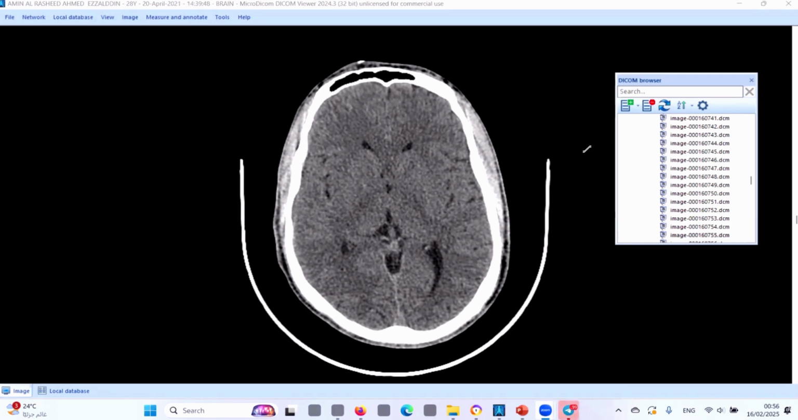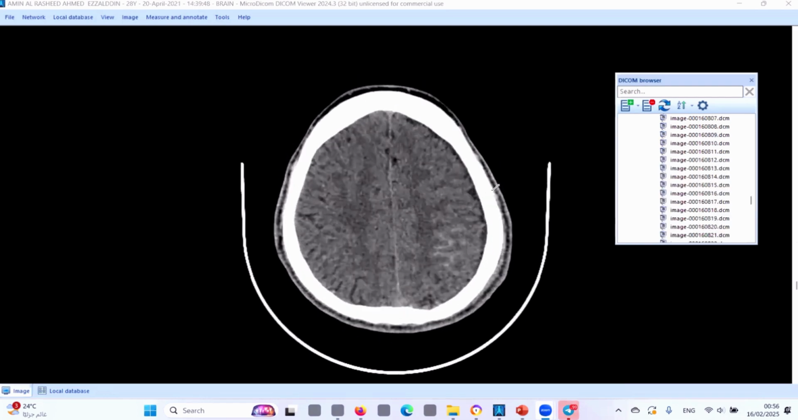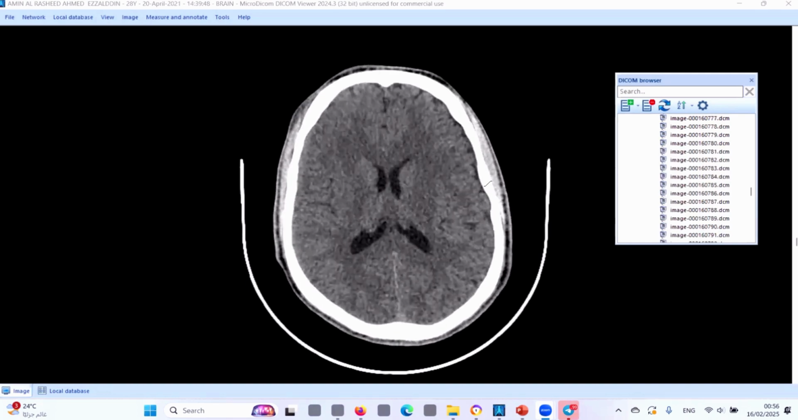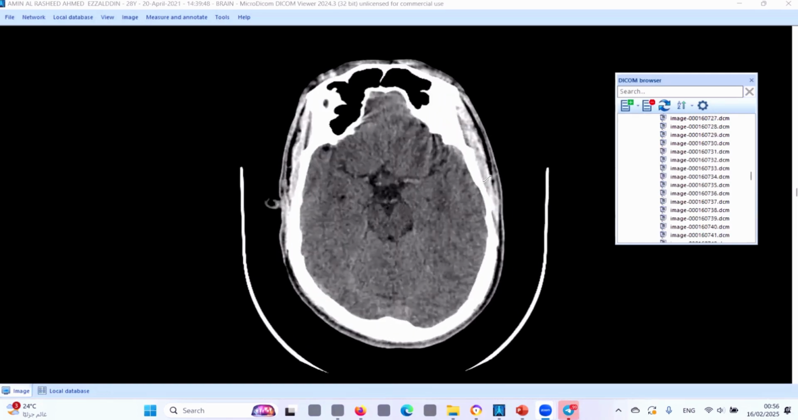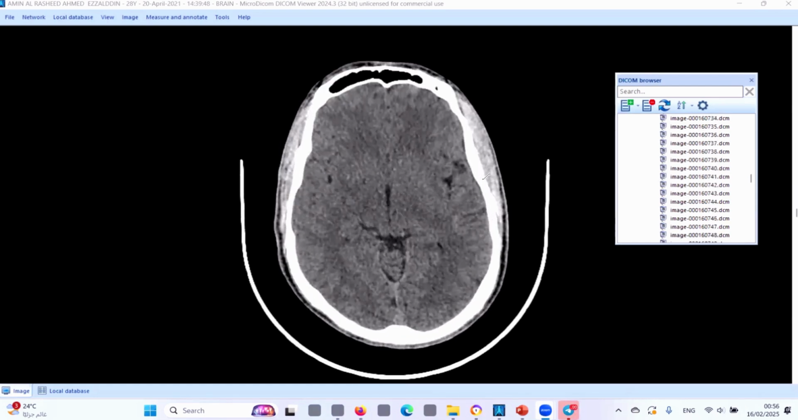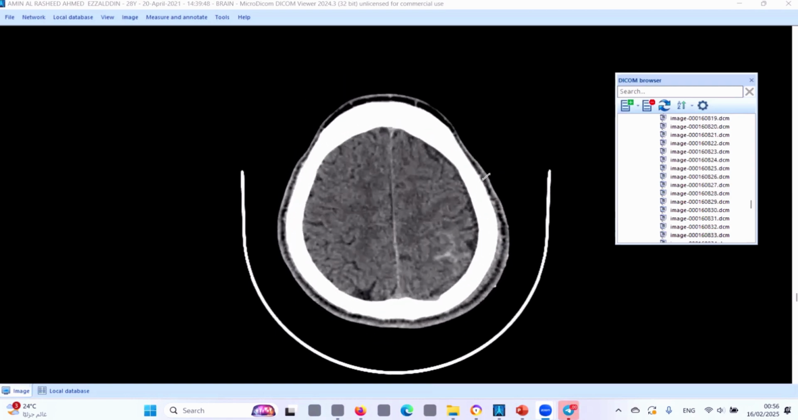Today we will continue our emergency CT brain course. This is a non-contrast CT scan of the brain for a trauma patient. We don't have any extradural hematoma, no subdural hematoma, no brain contusions. We should go with our checklist from outside to inside.